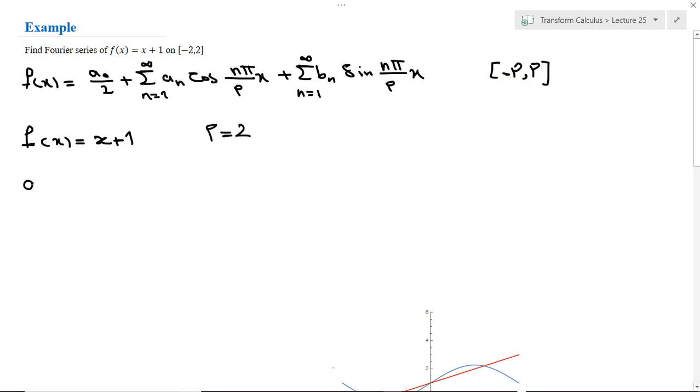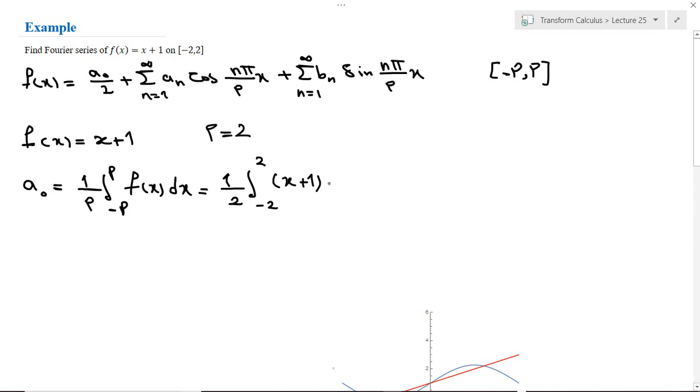Now we have to find a0. a0, based on the definition, is 1 over p, the integral from minus p to p of f(x) dx. So it's equal to 1 over 2, the integral from minus 2 to 2, where f(x) is x plus 1, dx. If you find this integral, you can see that a0 is equal to 2.